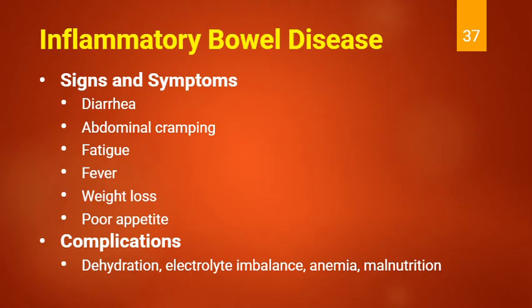Both ulcerative colitis and Crohn's disease often occur in cycles of flare-ups and remission. During a flare, patients may experience frequent diarrhea, abdominal cramping, fatigue, fever, decreased appetite, and weight loss. Because diarrhea can be severe and frequent, patients are at risk for fluid volume deficit, electrolyte imbalance, anemia, and malnutrition. Nurses must monitor these patients closely for signs of dehydration and nutritional deficiencies.